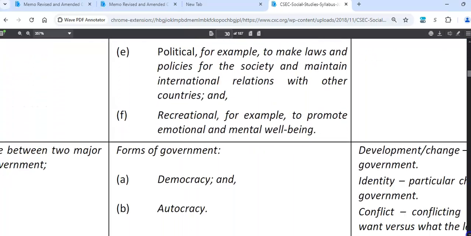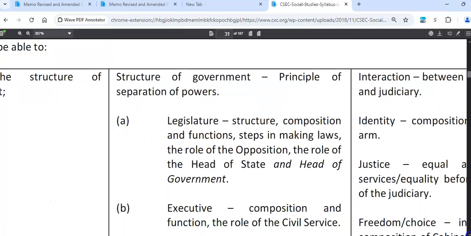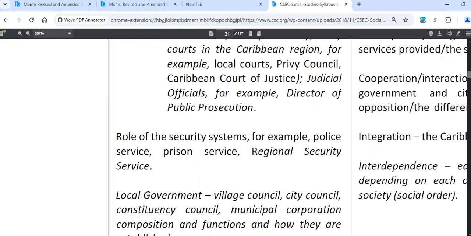All right, so we are to look at what are the roles of the security system, for example, the police service, the prison service, and the regional security service. So we're going to look at the role of the police, just in case you are asked any question relating to this. All right, the duties and responsibilities of the police service are many. So we're going to look at a few. The role of the police is to regulate traffic. The role of the police is to maintain security at government buildings.